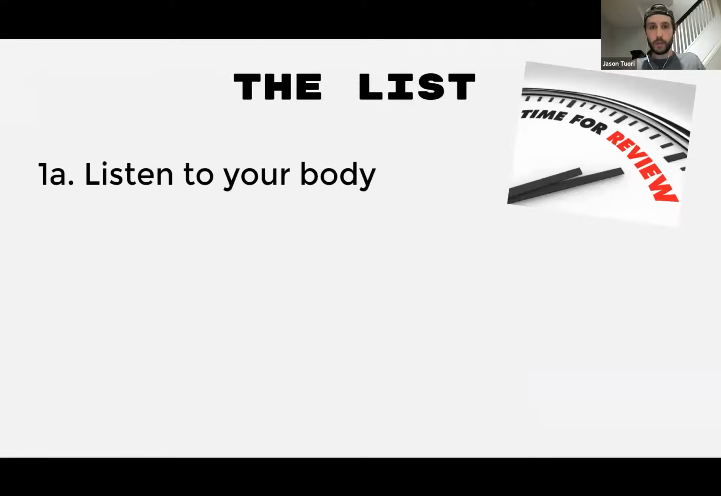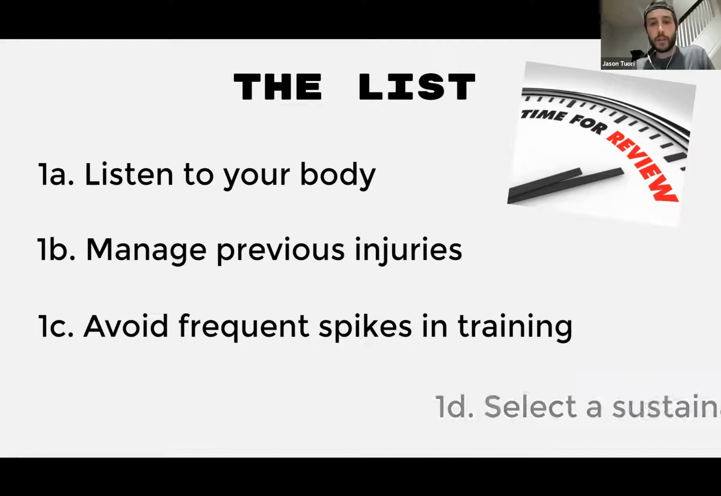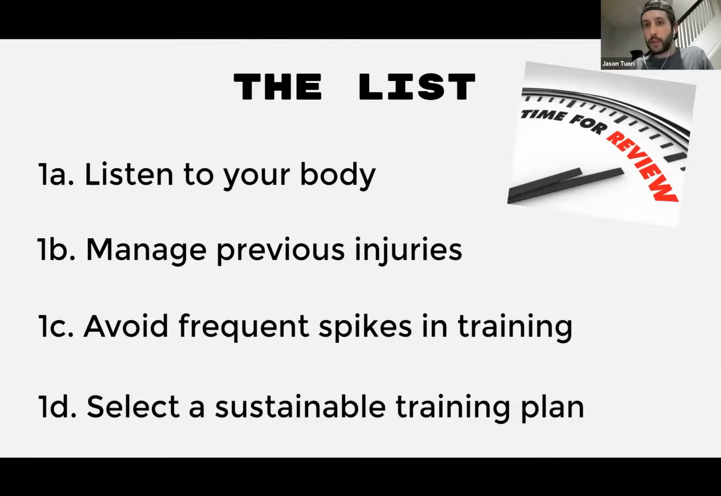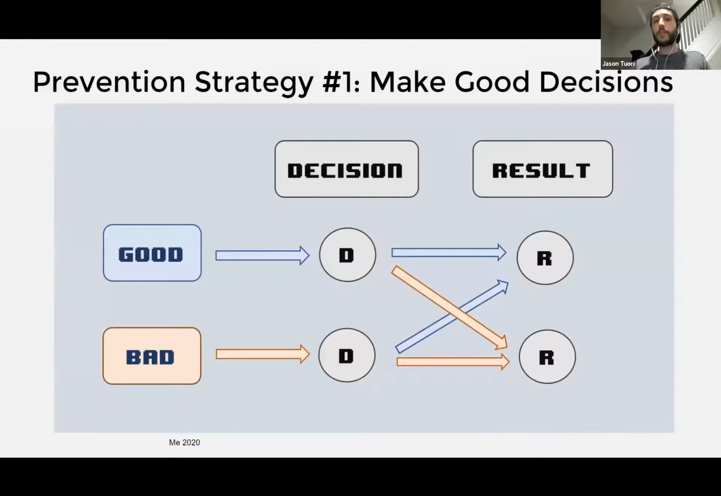So we'll review the list that I had last time of the things that runners should do to generally reduce injuries, which would be listen to your body, manage previous injuries, avoid frequent training spikes, and select a sustainable training plan for you. So to me, the things that jump out most about patellofemoral pain would really fall into the avoiding frequent spikes in training, selecting a sustainable training plan category. So my prevention strategy number one would be make good decisions.